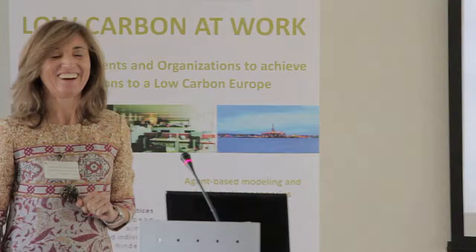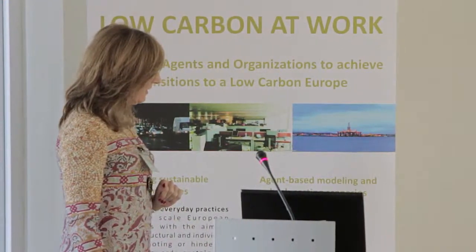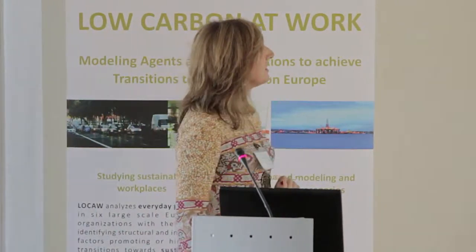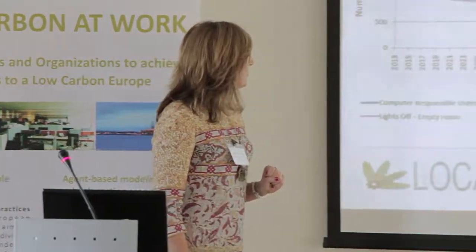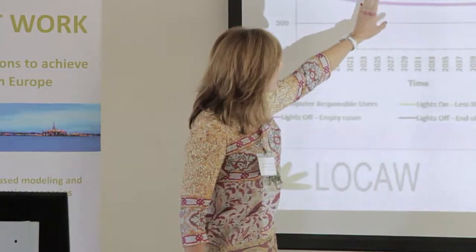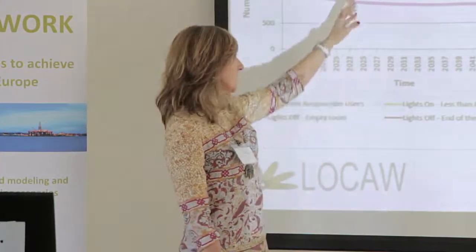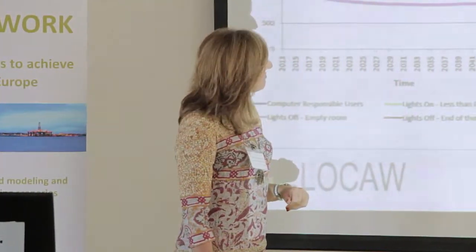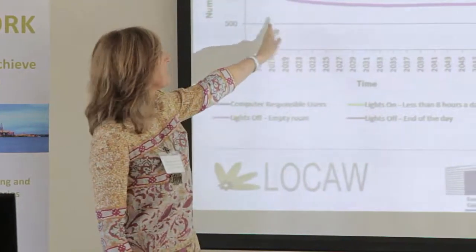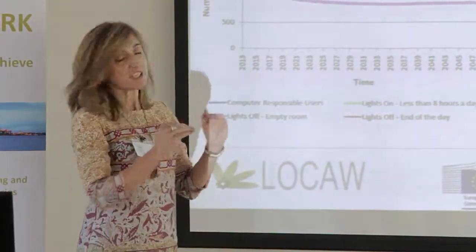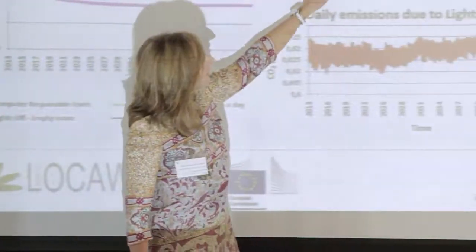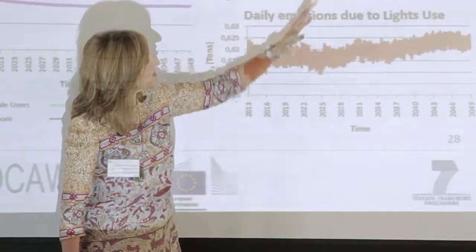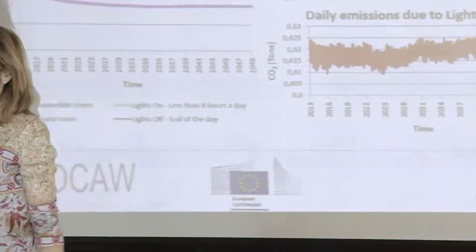Just briefly, we go to another simulation, which is the energy consumption using computers and lights. Computers are the blue line, right? For lights, we have three behaviors in the other colors. And this is the present situation. You see that there is a stable number of energy responsible users. These are the daily emissions due to computer use and to light use.